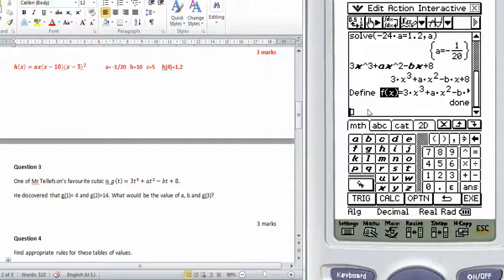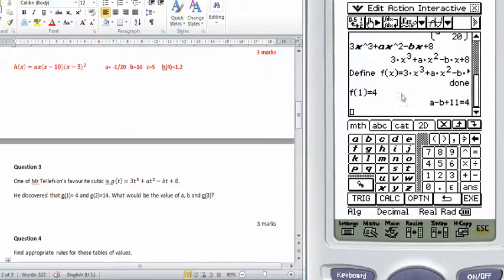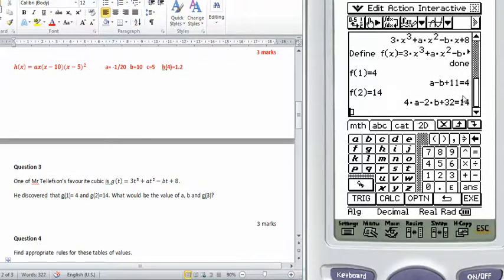So I know from the question that f of 1, so when x equals 1, the answer equals 4. And that gives me one equation with a and b. And if I drag and drop that, I can then change that to 2 and make that equal 14. Execute, that gives me my second equation.